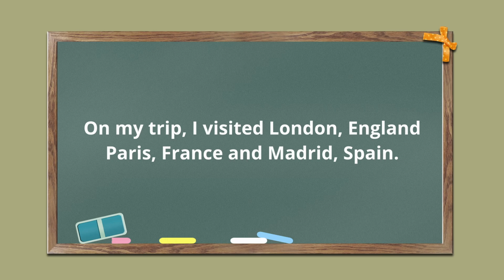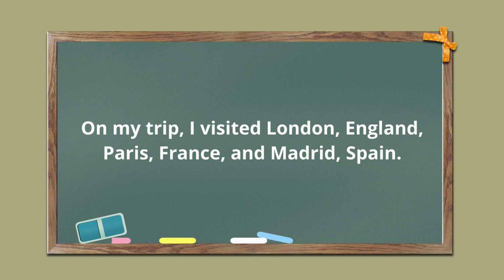But what happens if the items on the list contain commas of their own? We can see that in a variation on the same sentence. On my trip, I visited London, England, Paris, France, and Madrid, Spain. Now, how many places did I visit? Obviously still three. Right. But see what happens if we put commas between those three items as we did before? Now it looks like we have six places when in fact there are just three.